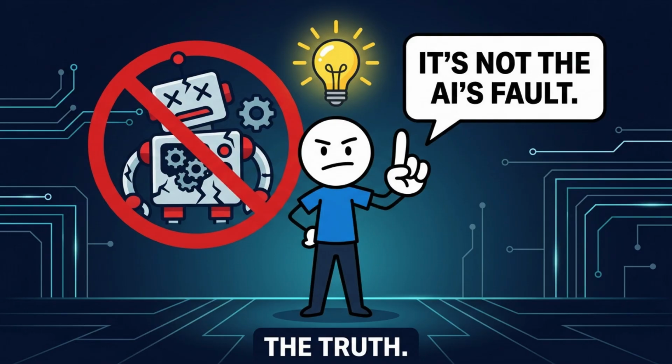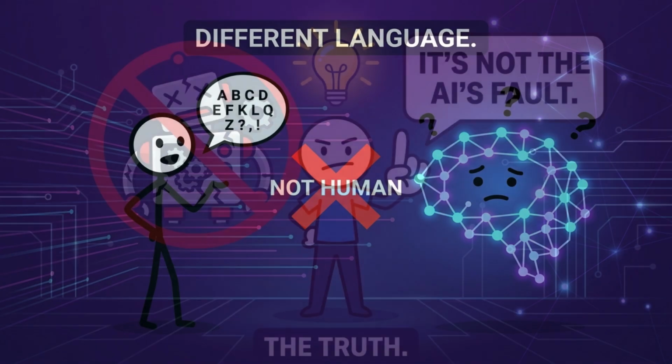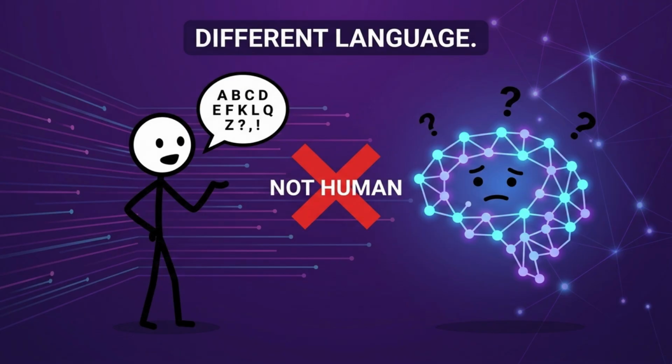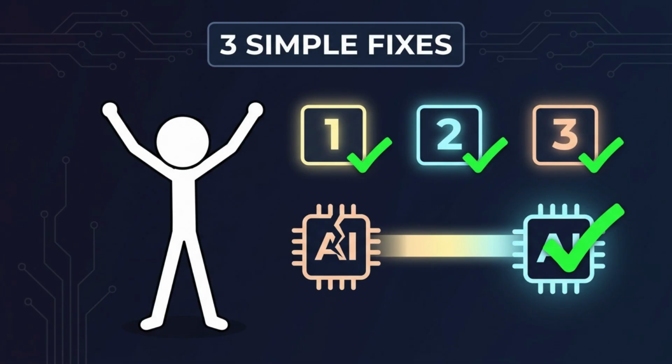It's not the AI's fault. It's not broken. You're just speaking to it like it's a human. And it's not. The good news? Fixing it is simple, and I'm going to show you exactly how in 3 steps.